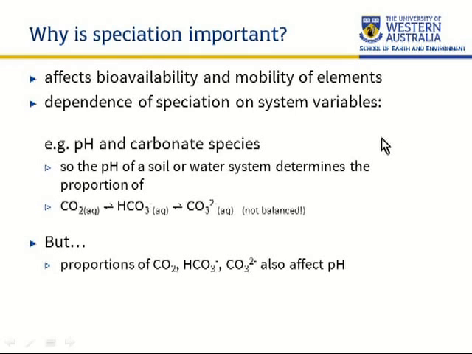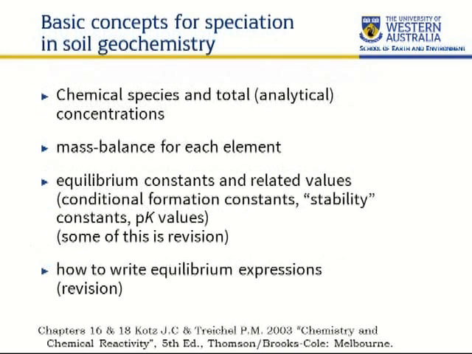So for example, for a carbonate species, the pH of a soil determines whether we have dissolved carbon dioxide or carbonic acid or bicarbonate or the carbonate anion. Apologies for not balancing this equation in terms of oxygen or hydrogen for that matter, but the fact is that the proportions of these species also affect the pH, because they're equilibrium reactions and everything is coupled to everything else in the system where that reaction is occurring. So we're going to try and get a handle on that as we go.